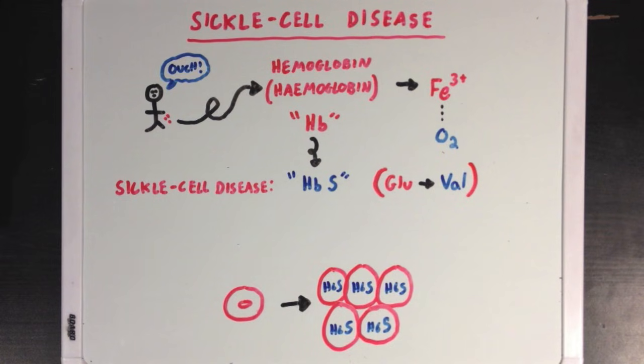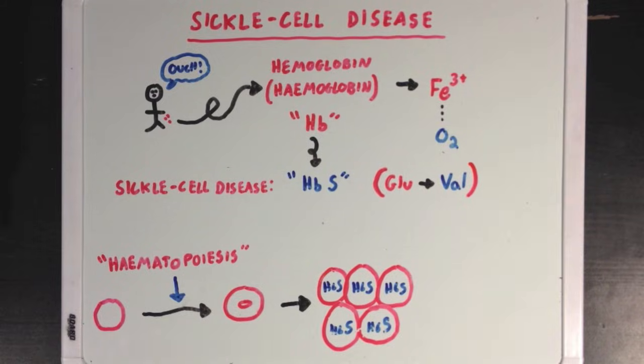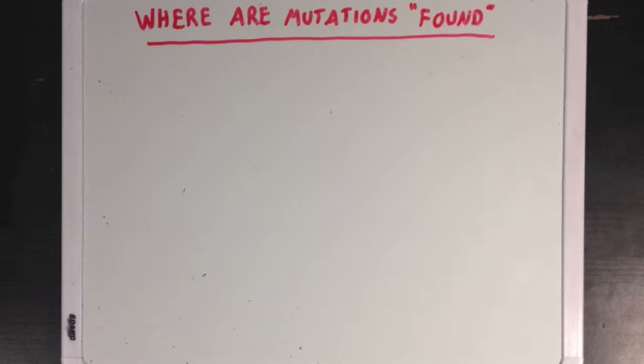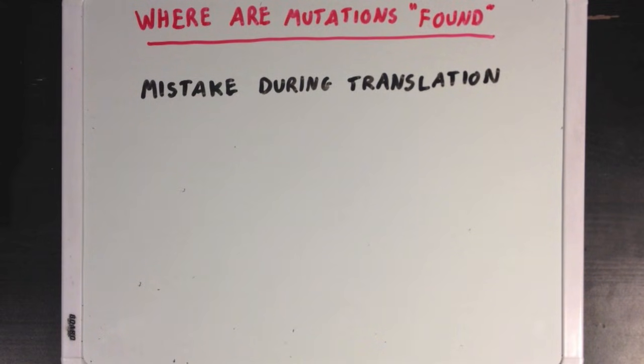Now, just a side point, remember that red blood cells are initially generated from hematopoietic stem cells through a process called hematopoiesis. So where are mutations found, and how did they come up in the first place? Well, let's look at a couple different possible mistakes that could lead to an incorrectly produced protein. So first, we'll see what happens if a cell makes a mistake during translation, and we'll stick with our example of sickle cell disease from before.